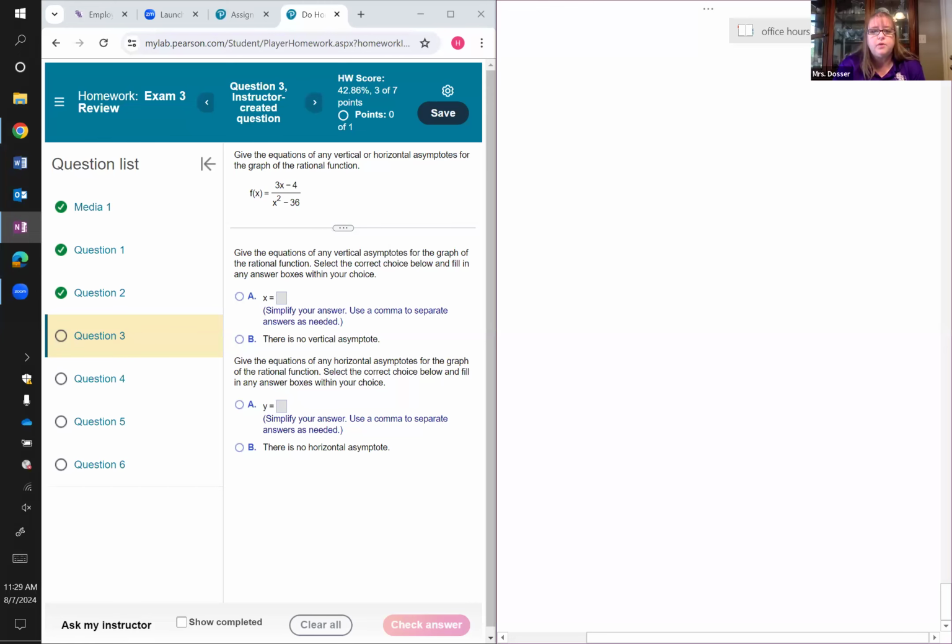We're asked to give the equations of any vertical or horizontal asymptotes for the graph of the rational function, and then they give us the function f of x is equal to 3x minus 4 over x squared minus 36.